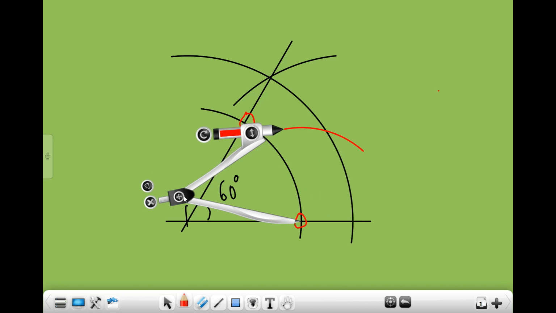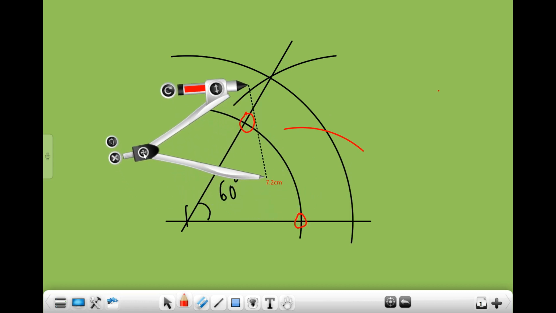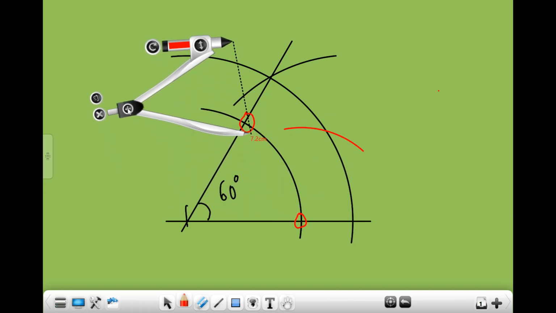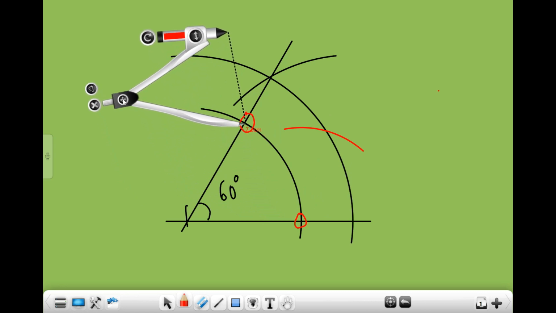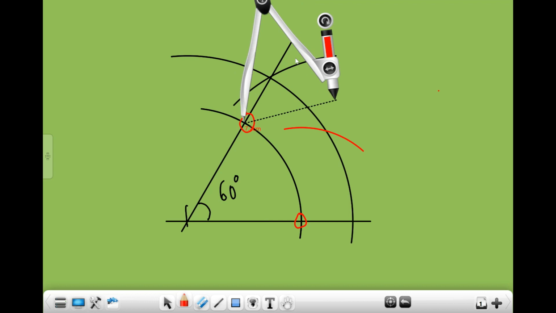I remove and put it on the other intersecting point that I have. So now I'm going to draw another arc here so that I cut through the arc of the first one here. Okay, so draw the arc like this. So it is done here.